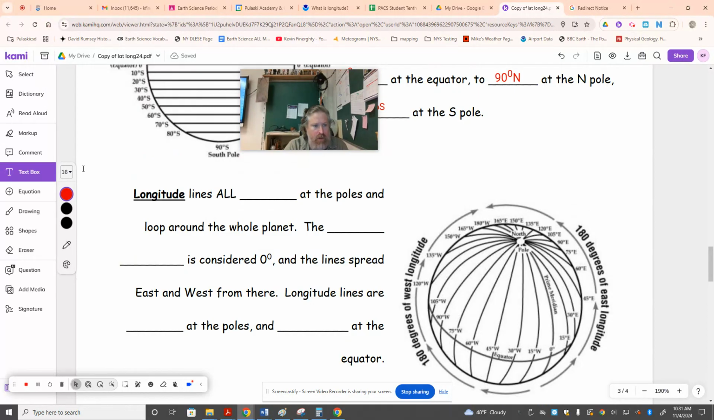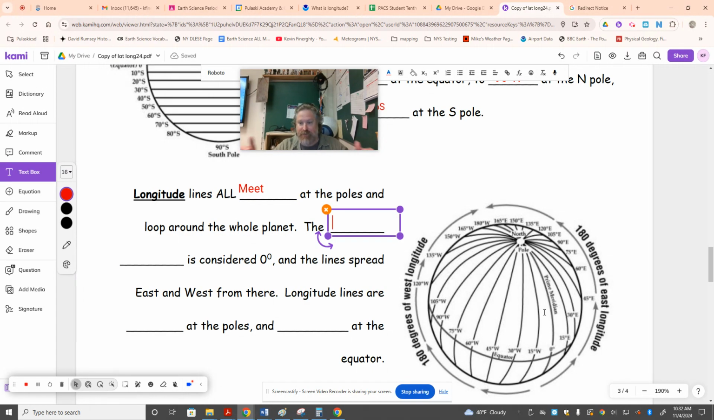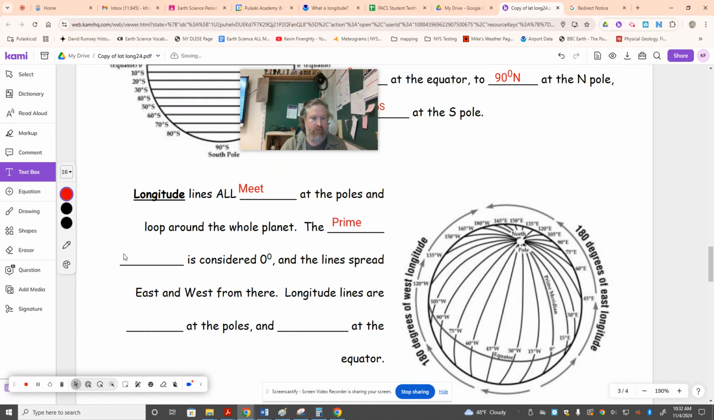Longitude. All meet at the poles and loop around the whole planet. This important one, and this is kind of more interesting historical map stuff for some people. There was kind of a fight over the prime meridian. Who got to be 0 degrees longitude? Other countries and civilizations at the time when we were starting to make world maps all kind of said, I want it, I want it, I want it. And the British won the fight, which if you know your history, shouldn't be surprising. The prime meridian is what they call it.